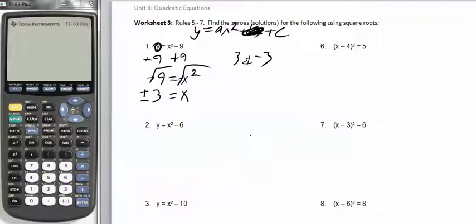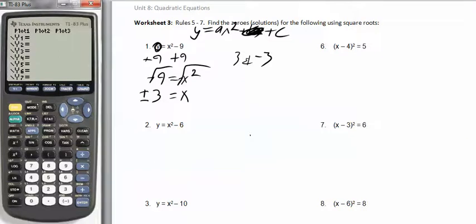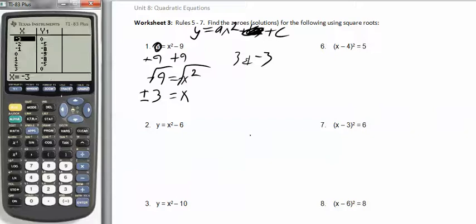We could do it on the calculator just the same way I showed you the other one. If we go in the calculator and go x squared minus 9 and we graph it, we can see pretty easily on this one that it's minus 3 and plus 3. And since it comes out evenly, we can look on the table and we have minus 3 and plus 3. And that's our answer.